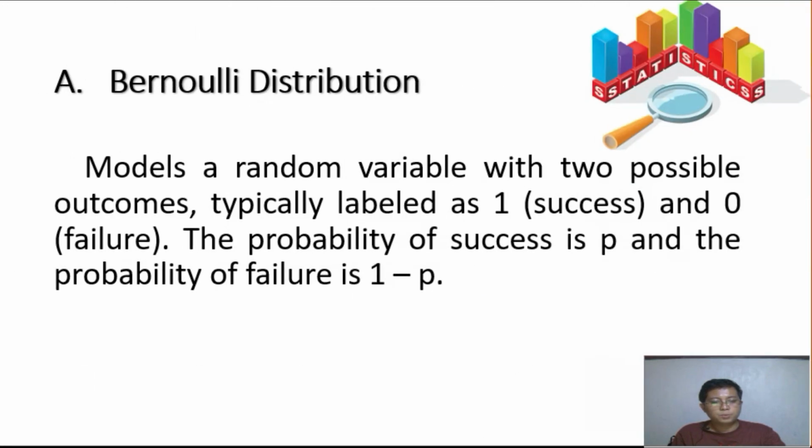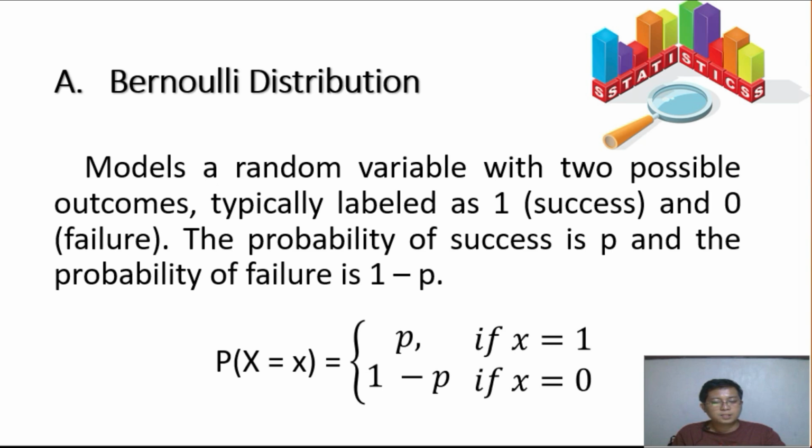The Bernoulli distribution models a random variable with two possible outcomes, typically labeled as 1 success and 0 failure. The probability of success is P, and the probability of failure is 1 minus P. And it follows this function. The probability of X equals x, where x here could be 1 or 0, is equal to the piecewise function P if x equals 1, and 1 minus P if x equals 0.